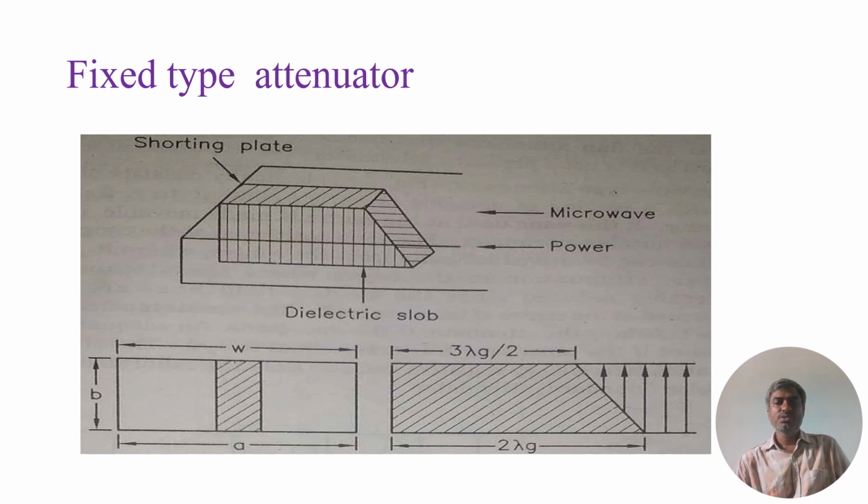This figure shows the cross section of a fixed type attenuator, which has a section of rectangular waveguide. Inside, a dielectric slab is placed. One face of the dielectric slab is tapered in order to avoid reflections. The amount of attenuation is determined by the length and thickness of the dielectric slab.